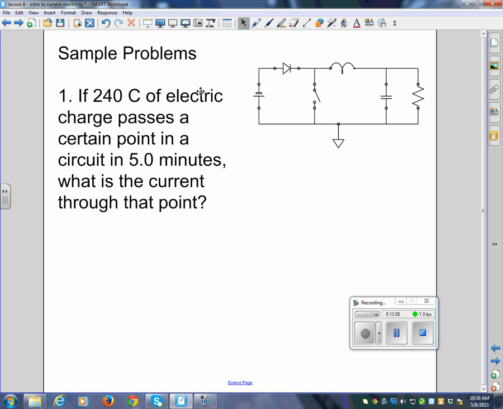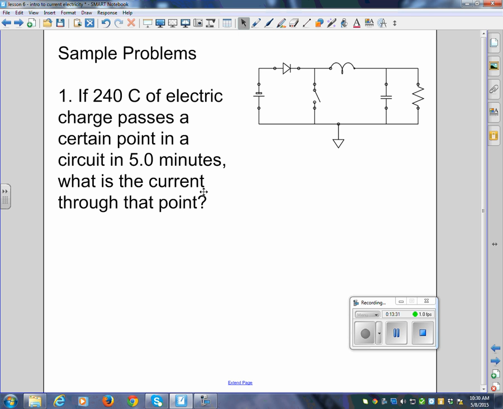Here's a sample question. I'm now going to show you what I mean, and then you're going to do some of these. Vinny, put the phone away. Here I have a circuit. Now you need to learn a few more things as well. If 240 C of electric charge passes a certain point in a circuit in 5 minutes, what is the current through that point? There's a lot of words there, right?